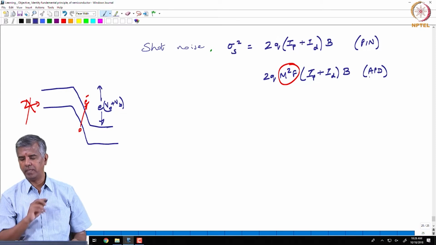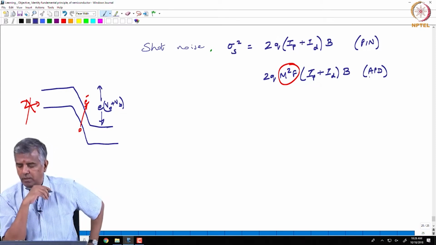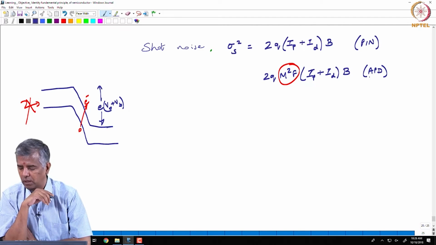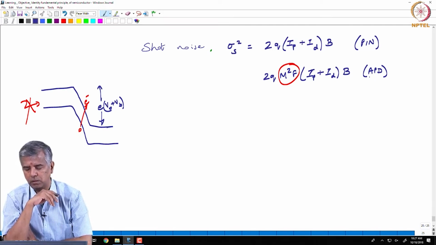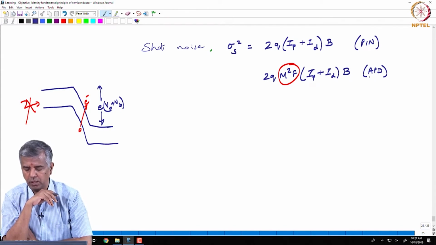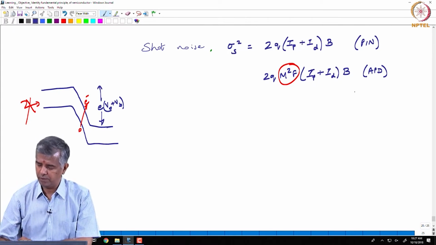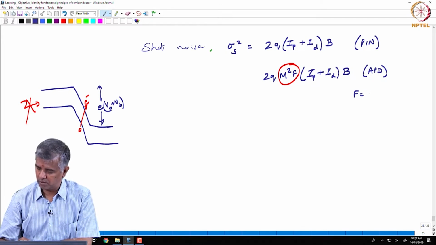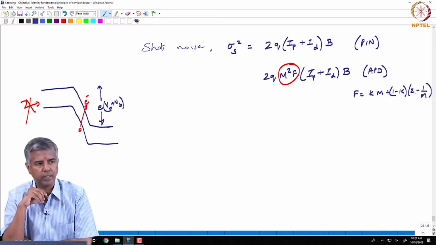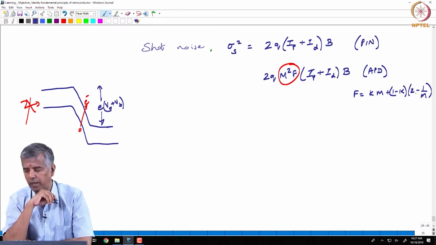Once again, I am not deriving that formula. It's a fairly long derivation, but you have that sort of an expression where F is given by, like I mentioned in one of the previous lectures, k multiplied by M plus (1 minus k) multiplied by (2 minus 1 over M). That's actually called the excess noise factor.